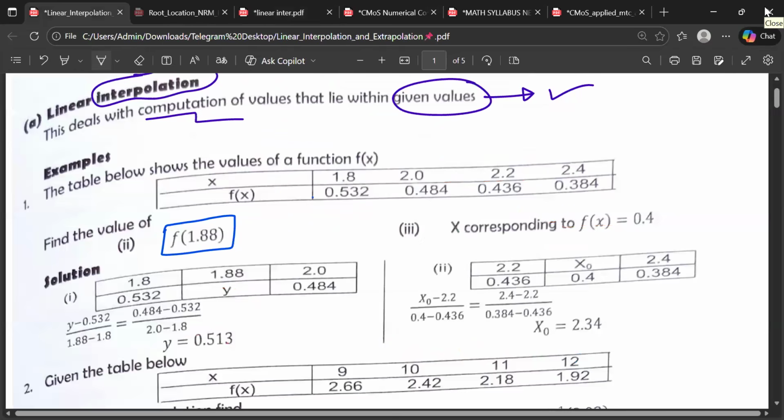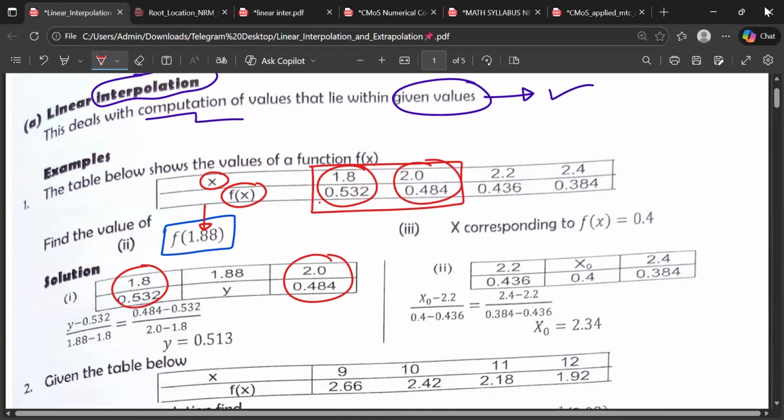Okay. Now you look at this question. You all know that we have x in the first row, then f of x down. So when they ask something like this, 1.88 is falling somewhere here. I don't know if you can see it. That is the table. This first column is here, this last column is here, then in between, that's where our value is falling. So I've told you that this one is the value of x.